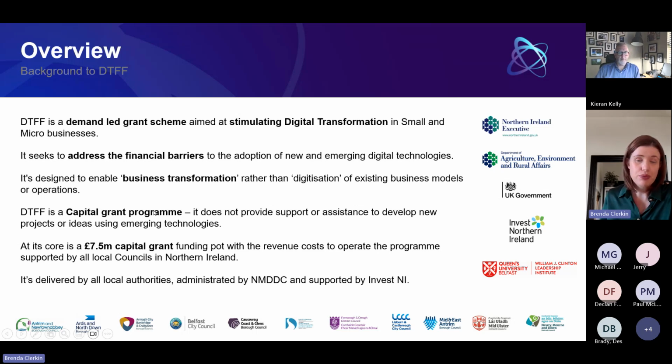So it's a capital grant program. In other words, it is there to cover capital expenditure only, so no revenue expenditure can be claimed under the fund. There's 7.5 million available in the fund, and it is run through all the local councils in Northern Ireland. So do approach your local council to start the whole process off. It's administered by Newry Mourne and Down District Council, and it is also supported by Invest NI.